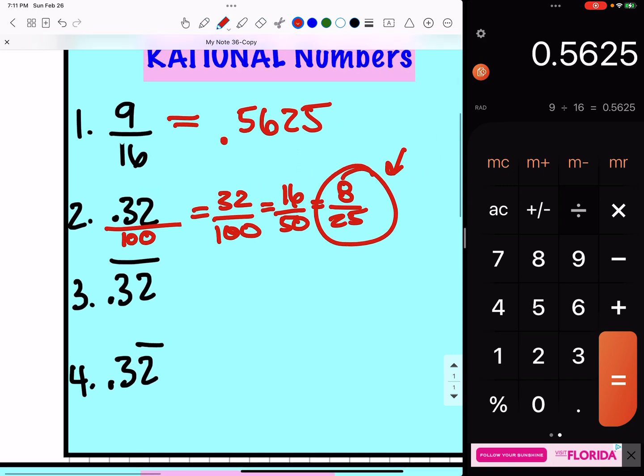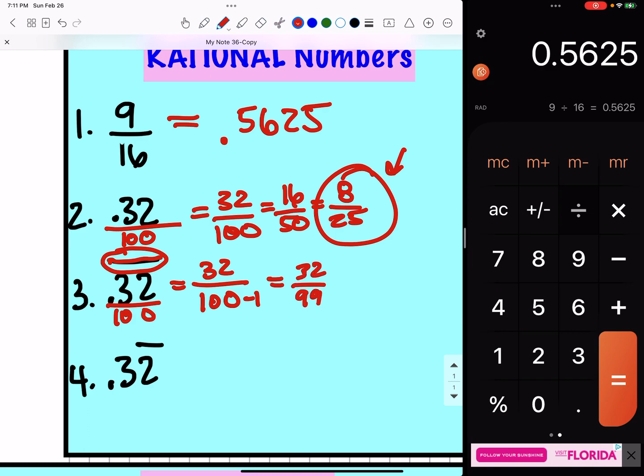Now, if they have a repeating line over it, this means it's 0.323232, and both numbers repeat over and over and over. We know this is the tens and the hundreds place, and it's a perfect line. It goes all the way back to the decimal. So we just take one off the bottom, and this is 32/99. They're both not even. 3 doesn't go into both of them. This is exactly as far as we can go.